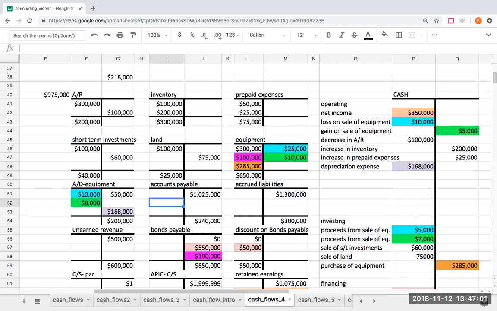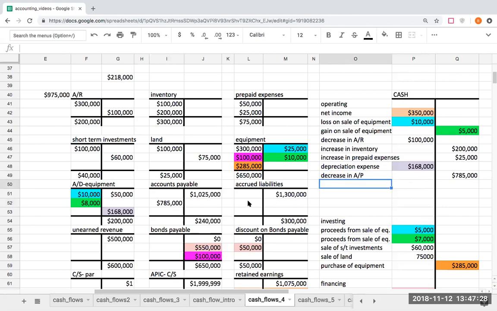My next one is accounts payable. What do I need to do to get from a credit of $1,025,000 to an ending credit of $240,000? Well, I'm going to need an adjustment here of $785,000. I do the opposite to cash, or a credit to cash. And when I describe this, I'm going to say that this is a decrease in accounts payable, which is what this is.